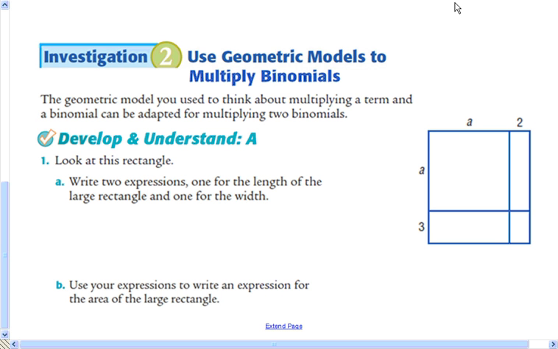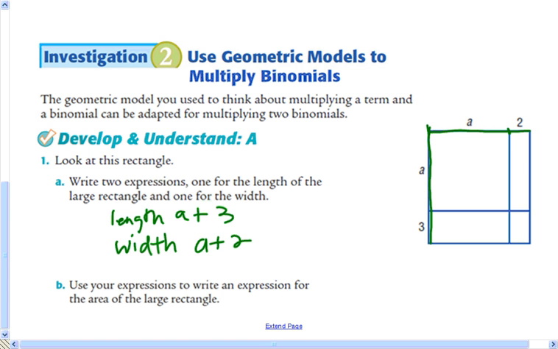So in number one, it says, look at this diagram here, and write two expressions, one for the length and one for the width. So we'll say that the length is this dimension, so we need that length. From here to there, and that length is going to be a plus 3. And then the width, you probably figured this out by now, that's going to be a, now remember a just goes up to there, so a plus 2.